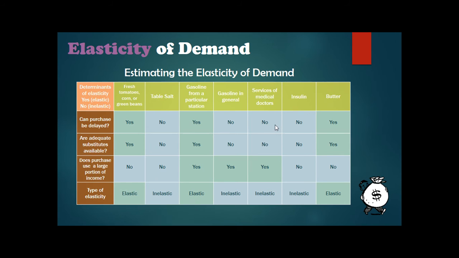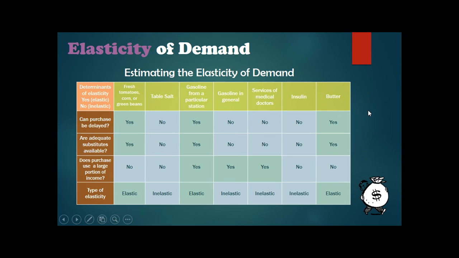Services from medical doctors, no. Purchase can't be delayed, hopefully, or I guess generally. Are adequate substitutes available? No. Does it constitute a large portion of income? Less, yes. So it's going to be inelastic. Insulin, no, it can't be delayed. No, there's not adequate substitutes. No, it doesn't constitute a large portion of your income. So if the price goes up, we still have the same number of people who want it, right?